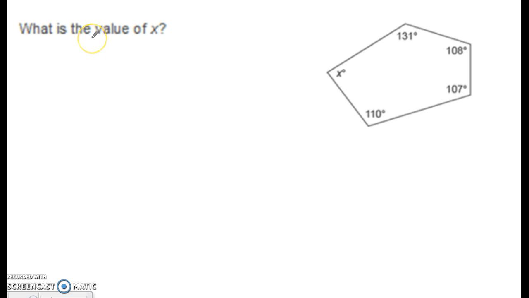In this one, what is the value of x? The first thing we need to do is ask ourselves how many sides there are. There's 1, 2, 3, 4, 5. This is a pentagon. There's 5 sides. So let's figure out the sum of all the interior angles by using our formula: 180 times the number of sides minus 2. So the sum of the interior angles has to add up to 540 degrees.